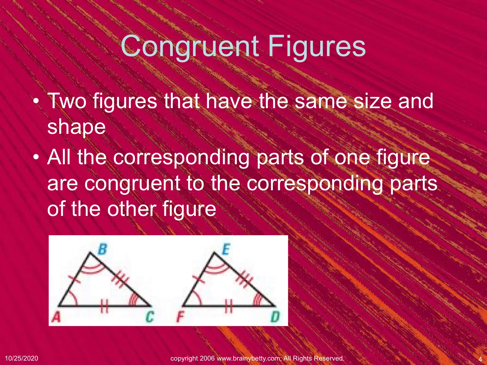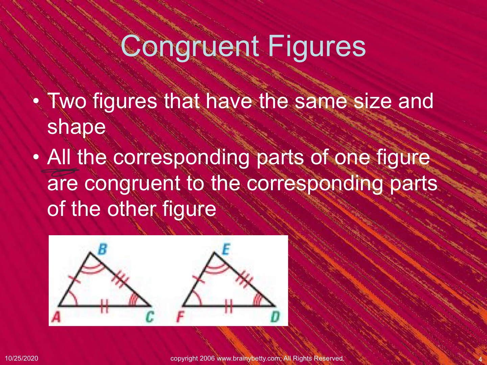All right, so congruent figures: 2 figures that have the same size and shape. We know about congruence, right? We've heard about congruence before. So when shapes are congruent, they have the same size and the same shape. All corresponding parts of one figure are congruent to the corresponding parts of the other figure.